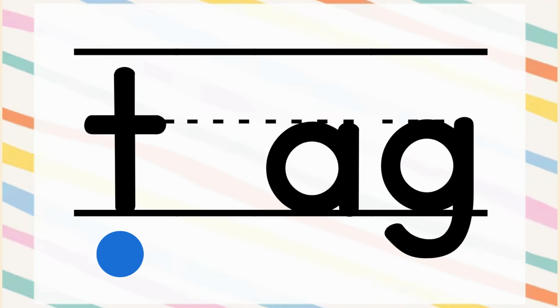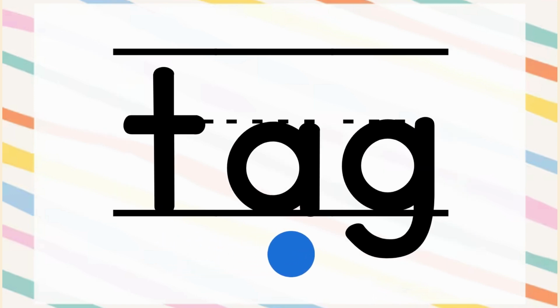The sound of letter T is T. AG makes the sound ag. So when you blend it together, it becomes T, ag, tag.